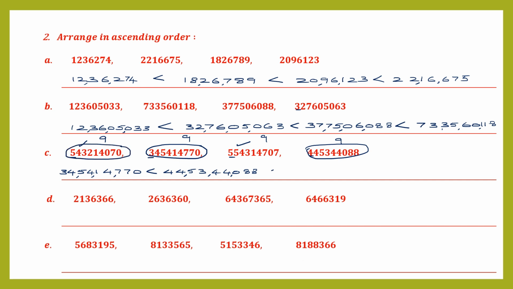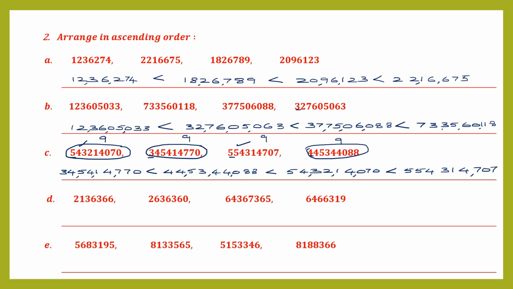So let's put the symbol and write 5, 4, 3, 2, 1, 4, 0, 7, 0. Commas. Now let's read: 54 crore 32 lakh 14,070. Now the last number we have to put down here. So the last number is 554314707.